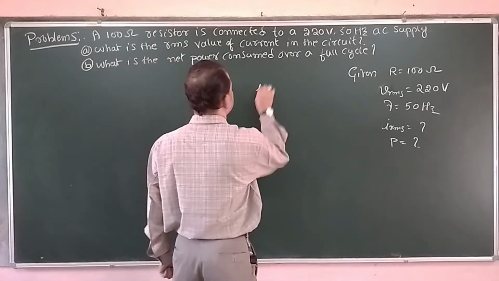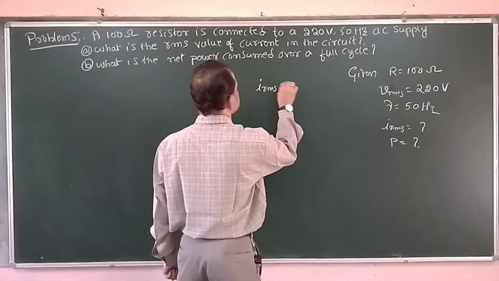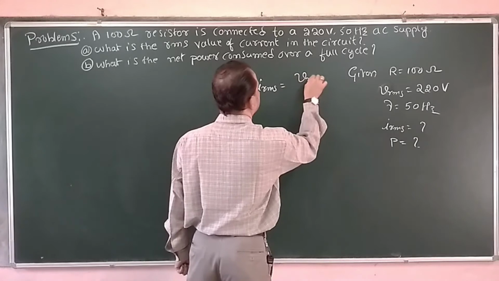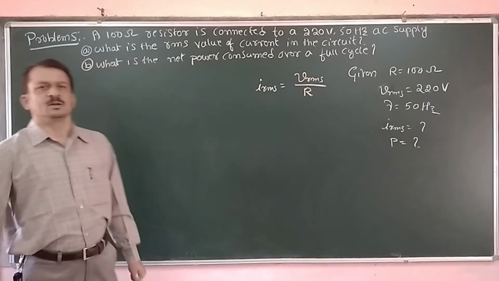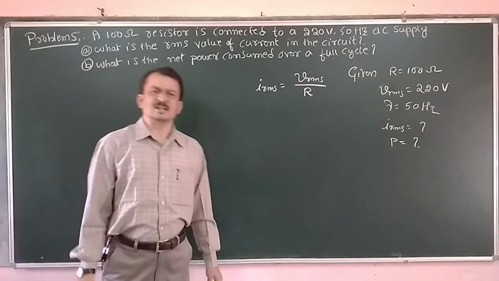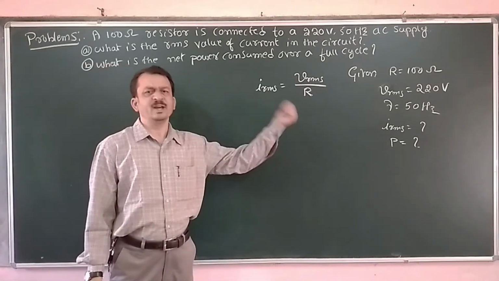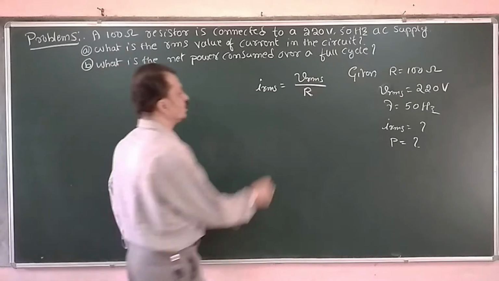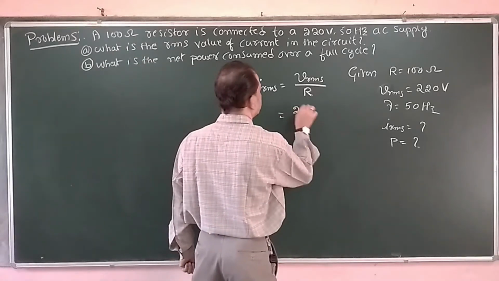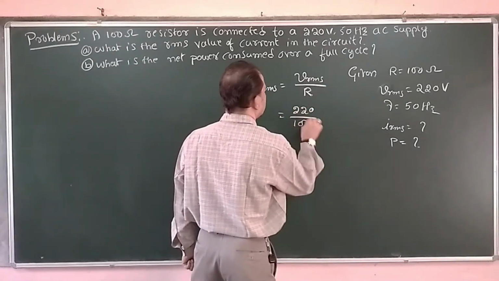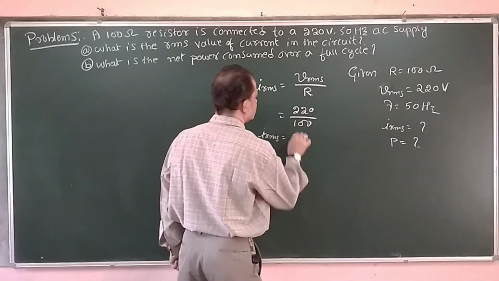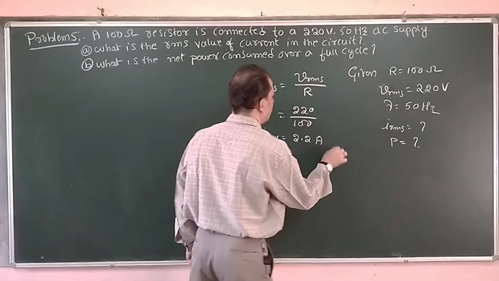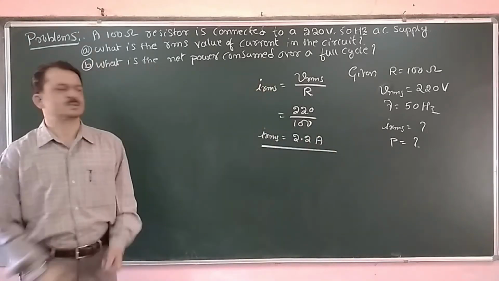We know that, very simple, IRMS is equal to VRMS divided by R. VRMS divided by impedance is the general formula. Here we are using only the resistor. Now VRMS is 220 volts divided by 100. Therefore, IRMS value is 2.2 amps. Very simple steps.